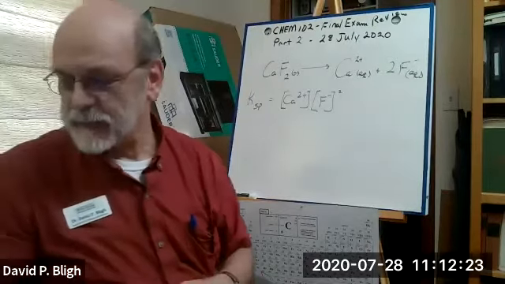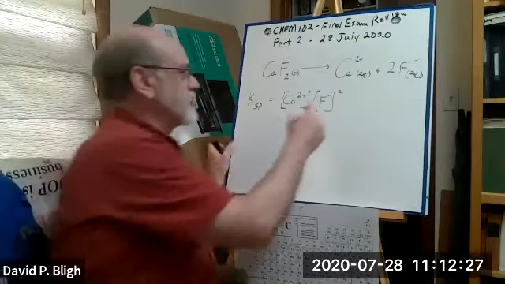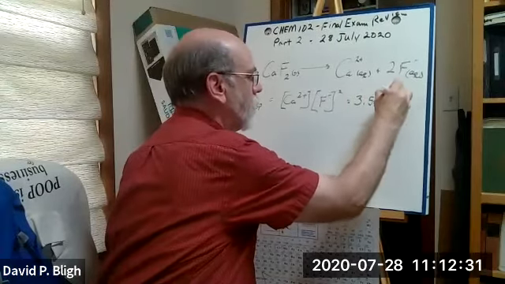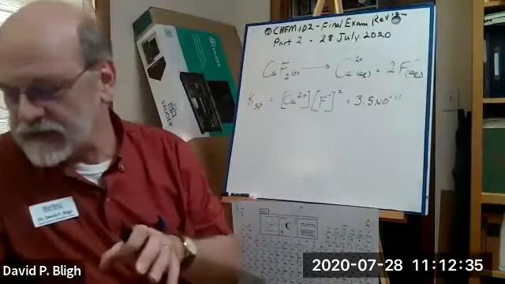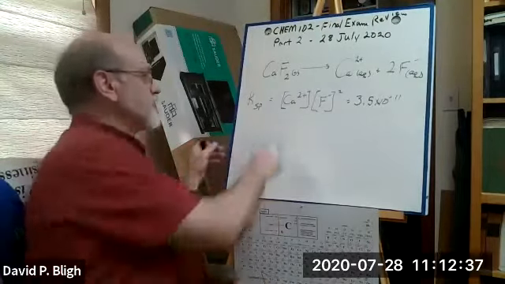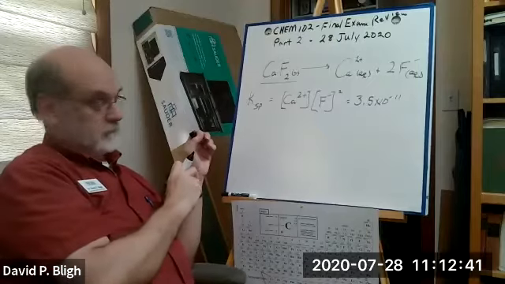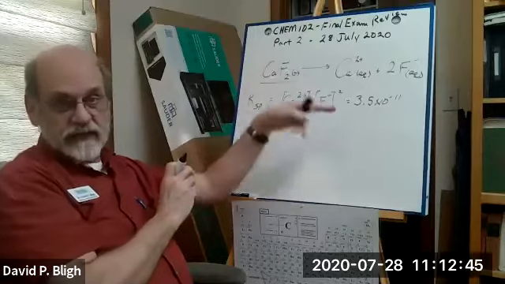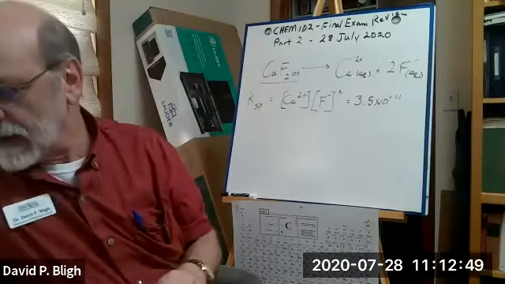Now let's see, we'll give them some more information. The KSP, solubility product, we're given that. 3.5 times 10 to the minus 11. Okay. And we're asked, what is the molar solubility of this compound? Right. How many moles of that will dissolve in a liter of water? Okay.